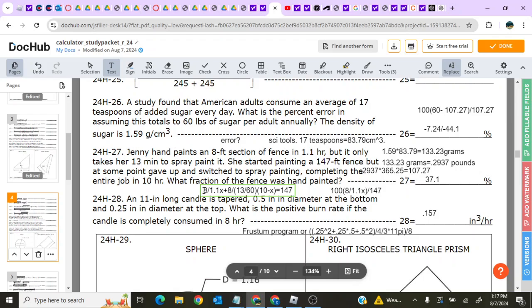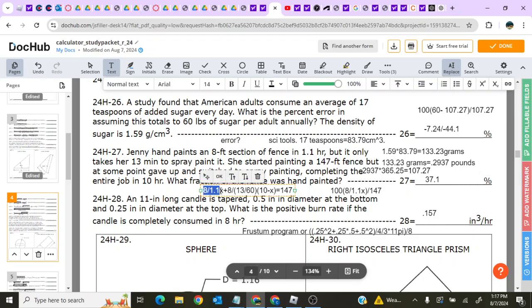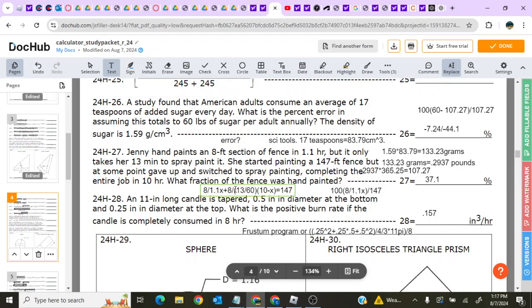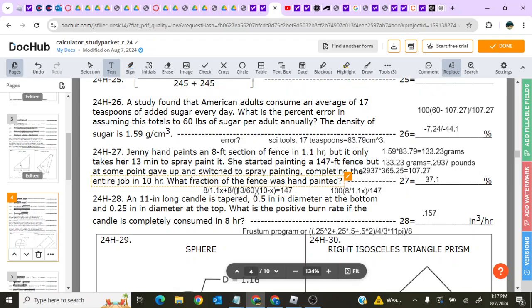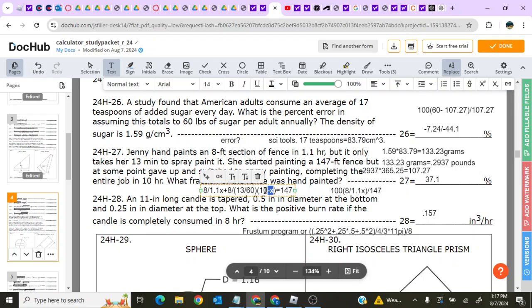So the rate for hand painting is 1.1 hours, multiplied by some time. Then her spray paint rate is 8 over 13 minutes, as seen here. And anytime she's not hand painting, she's spray painting. So that's equivalent to 10 hours minus the amount she spent hand painting. And all that will combine to the entire fence being done.